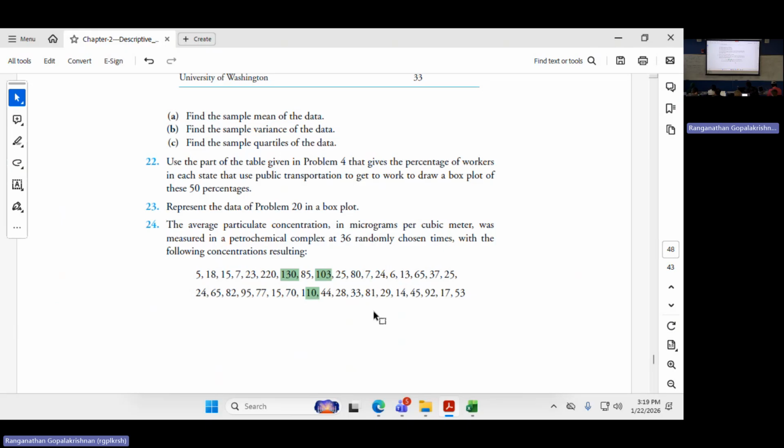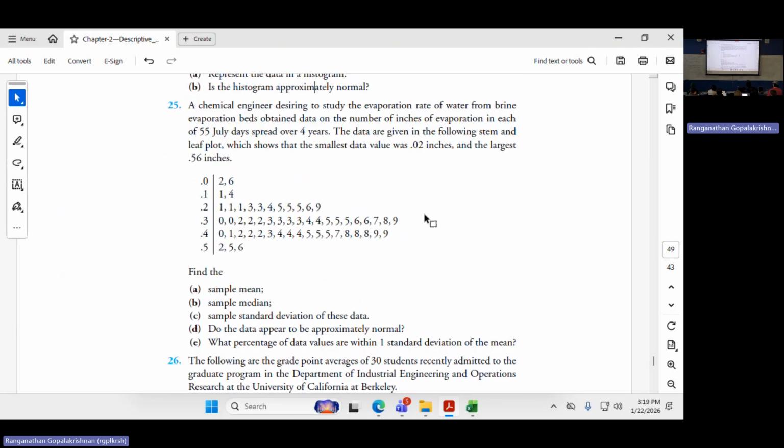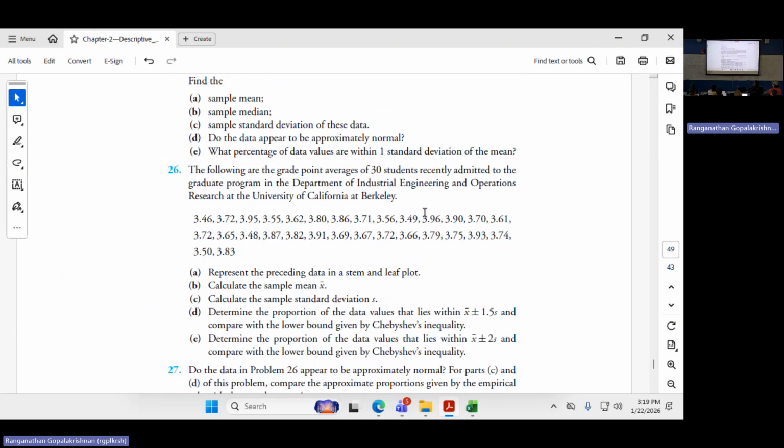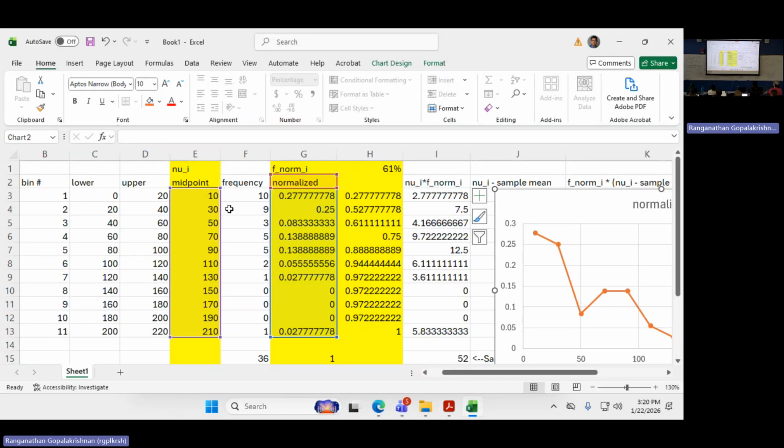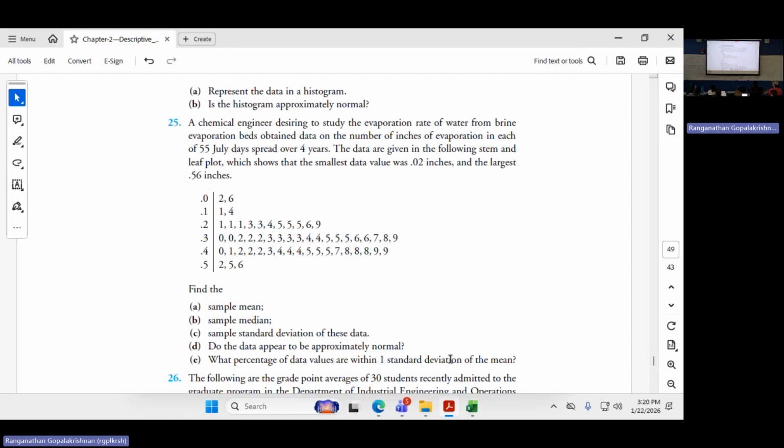Okay. And as practice problems, what I would suggest you to do is look for similar data sets. Like if you see problem 25, they have given you a histogram. Sorry, not a histogram. They have given you the values in each bin. They are asking you to compute everything that I did. Sample mean, standard deviation, is the data approximately normal? I will save this file and post it on Canvas. If you want, you can use it, or you can create your own file and practice. Okay.